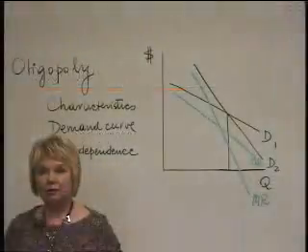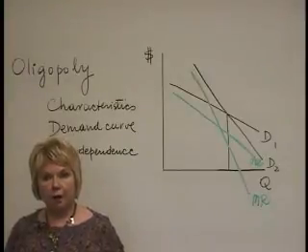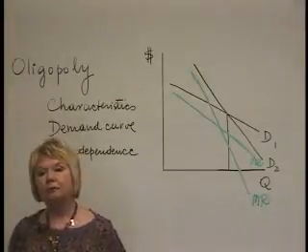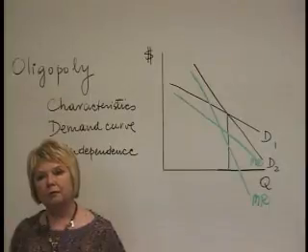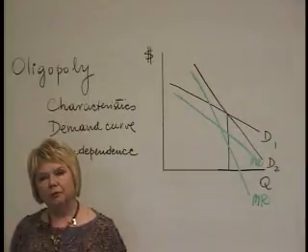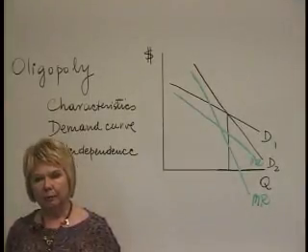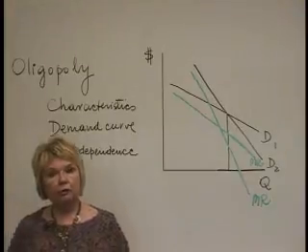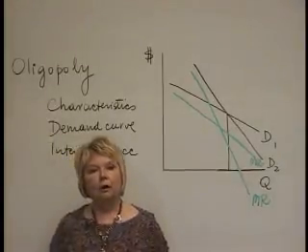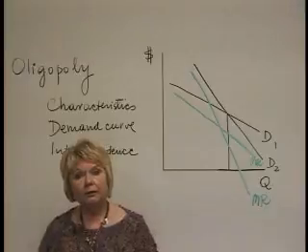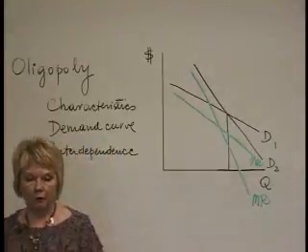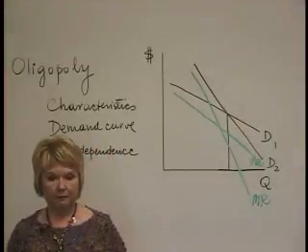Today's lecture deals with the market of oligopoly. Remember, we have four types of markets: pure competition, monopolistic competition, monopoly, and oligopoly. Most of what you buy is produced by oligopolists. So what are the characteristics of an oligopoly type of market?